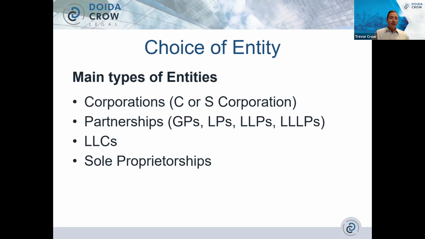Main types of entities here, we have corporations, partnerships, LLCs, sole proprietorships. So there's a lot of different entities you can form under state law. And this is just a quick list of it. There's others. There's cooperations, co-ops, and other sorts of entities that you might enter into. Trusts can be treated like entities. So there's others, but these are the main types of entities that you might have heard of or might be thinking about when forming an entity.